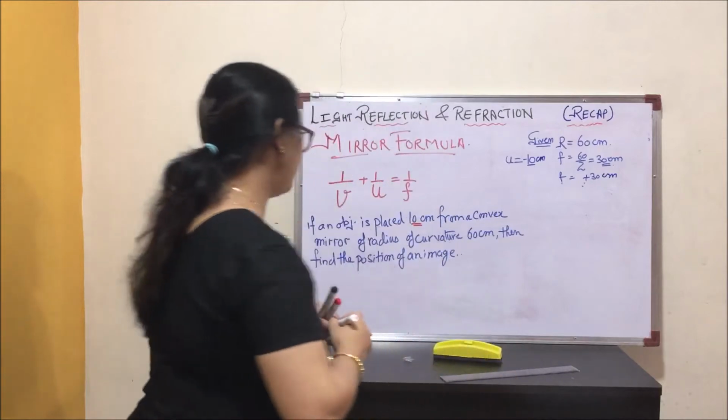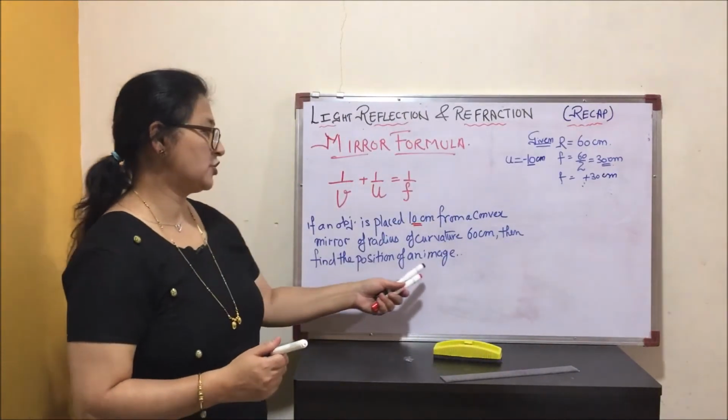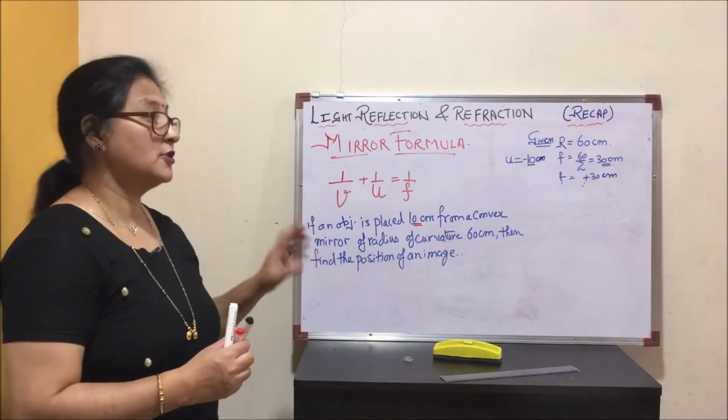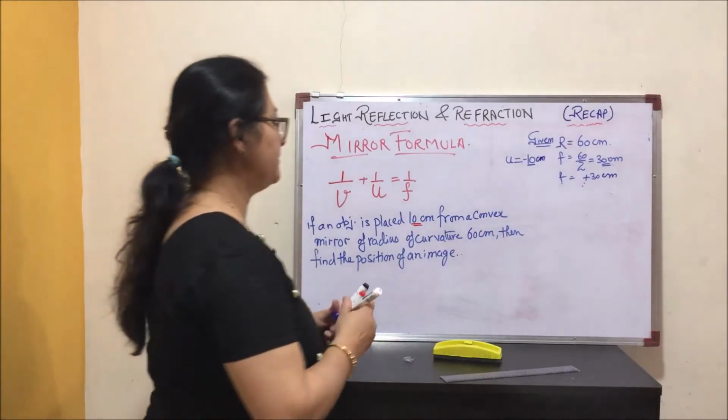Now, what do we have to find out? We have to find out the position of the image. That means we have to find out V. So let's find out V.